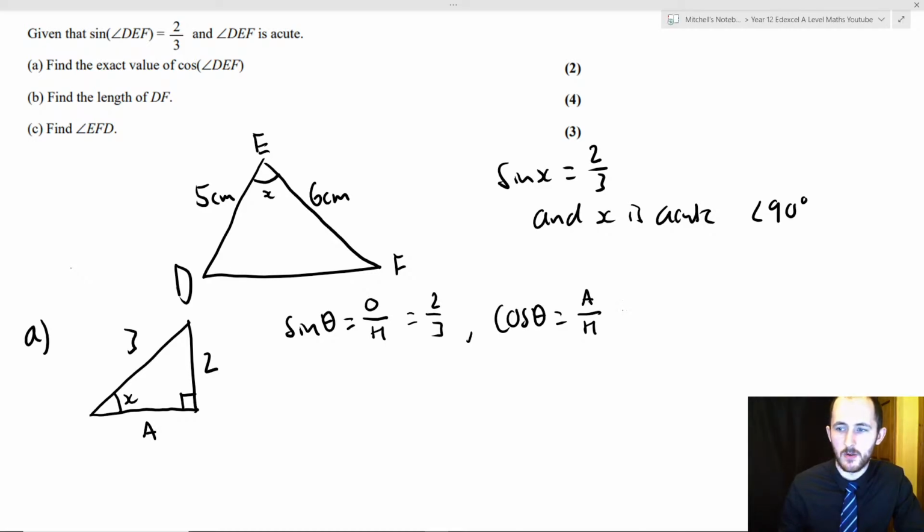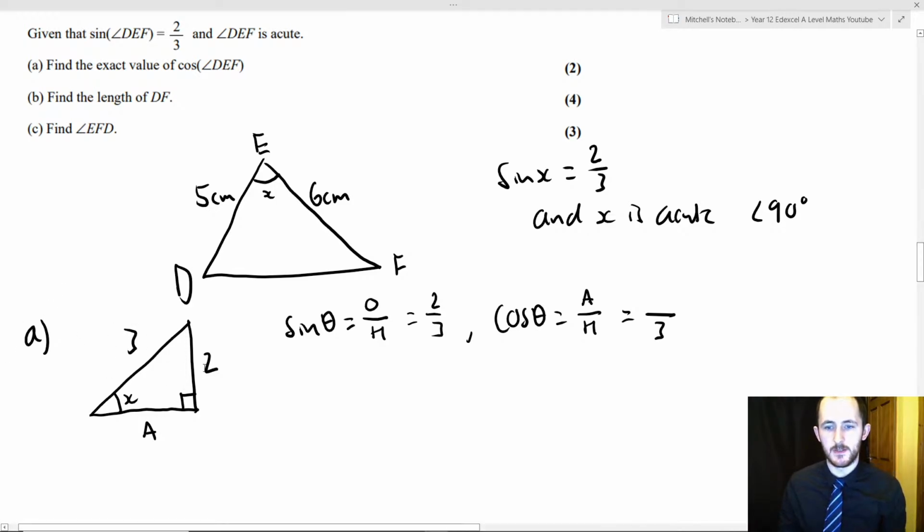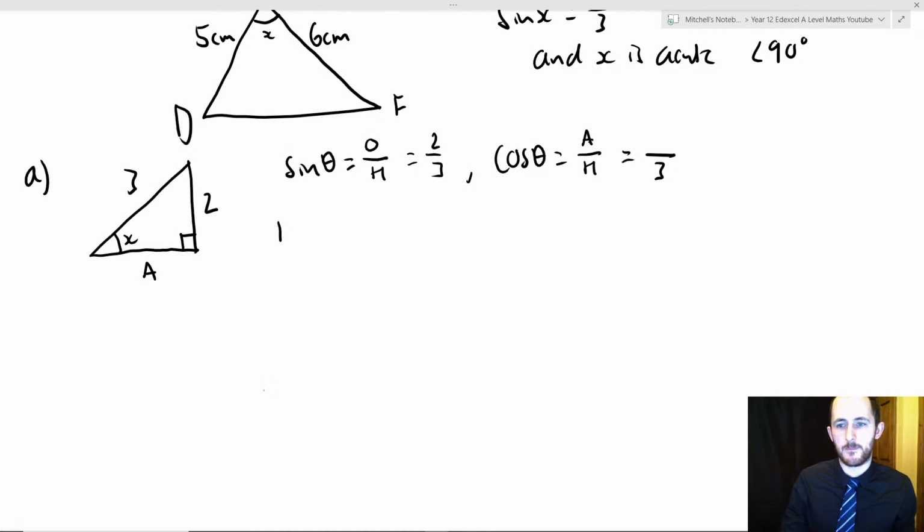So I already know that the hypotenuse is 3. I just need to work out the adjacent. So if I have a right angle triangle, I know two sides, I'm going to work out the third. I'm going to be using Pythagoras.